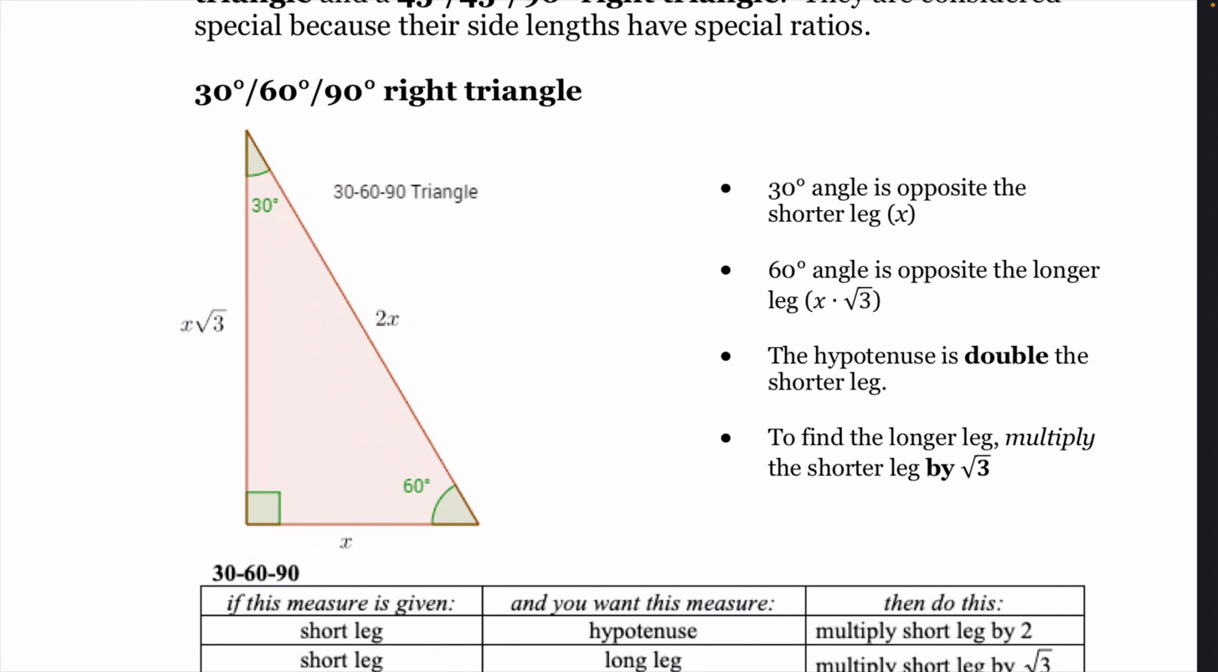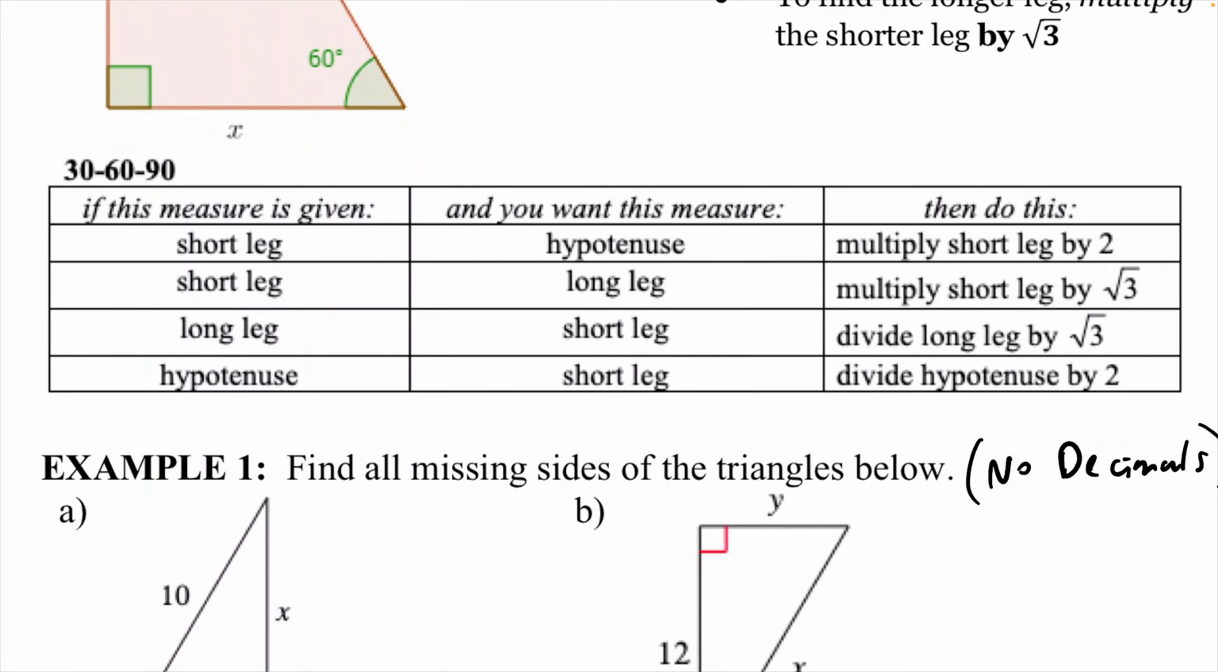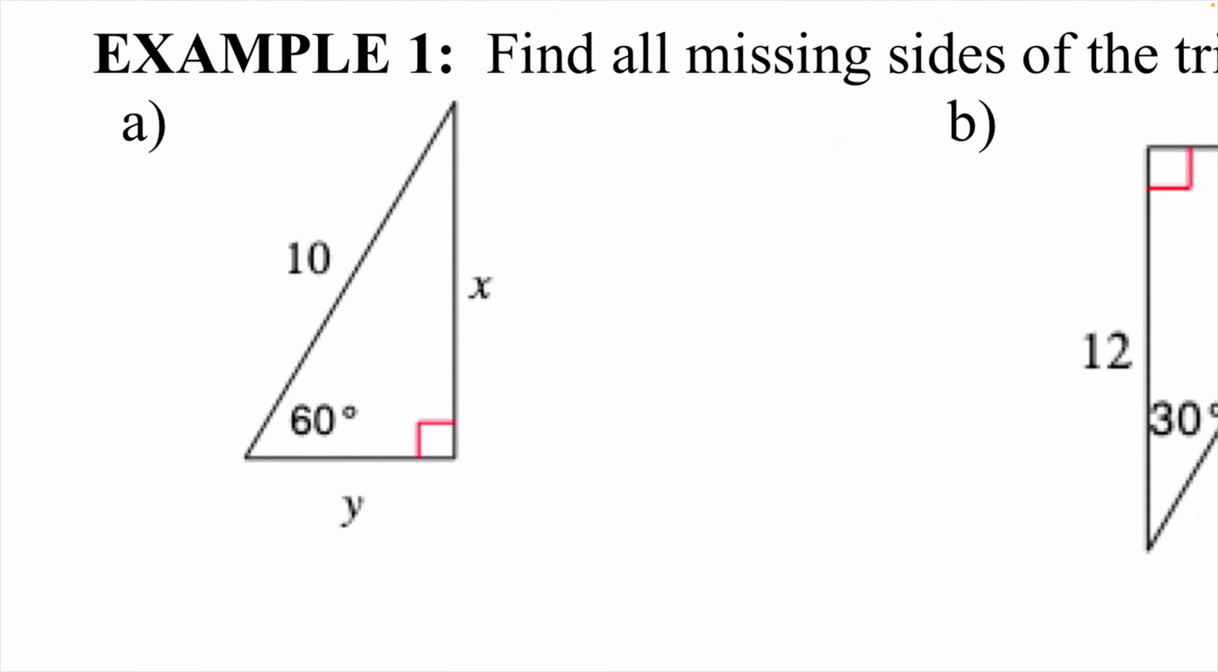So what they're going to do is they're going to give you one of them, and they want you to find the other two. So I kind of made a little cheat sheet here. When they give you one of these, and you have to find one of these, this is how you do it, okay? So we're going to use that. That's going to kind of be your guide to answer all of these questions, okay, until you get good at it. All right, so here we go.